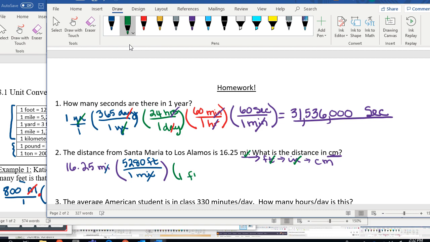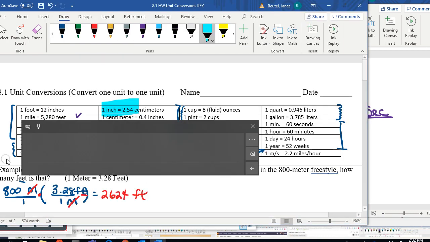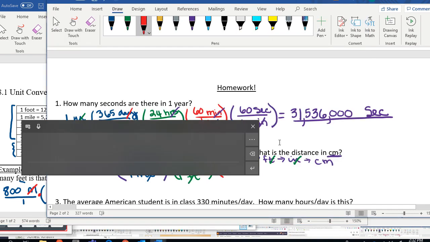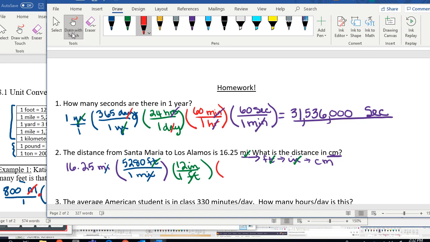So 1 foot is 12 inches, and they want to know this in centimeters. So feet, they get to cancel. Last thing I'm going to do is inch to centimeters. Okay, so I'm going to go back to this. 1 inch is 2.54 centimeters. So back to here, 1 inch is 2.54 centimeters. All right, so inch and inch cancel.